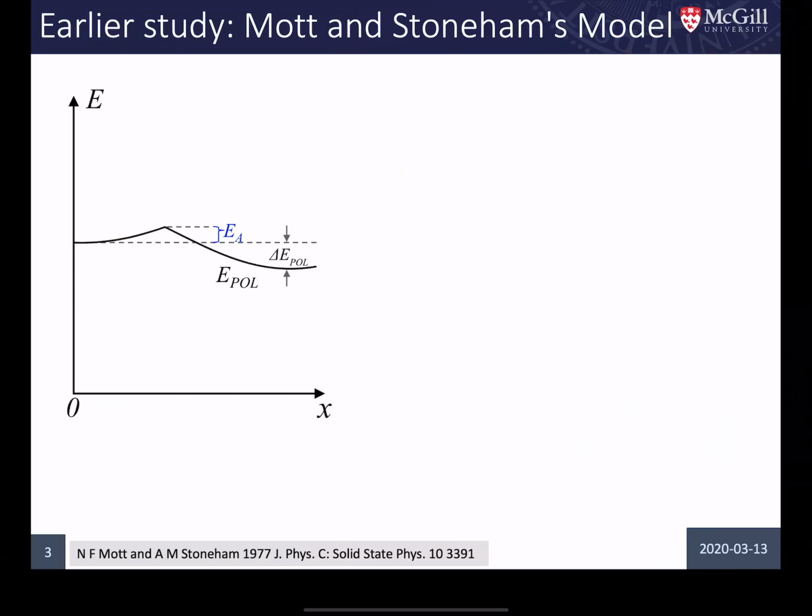Some earlier work has studied this transition process. Mott and Stoneham proposed a model to explain this polaron formation mechanism. Here, the y-axis represents energy and the x-axis represents distortion of atoms. We can see that a polaron forms because the energy gets lowered compared with the free electron configuration. In this case, there is also an activation barrier separating these two states.